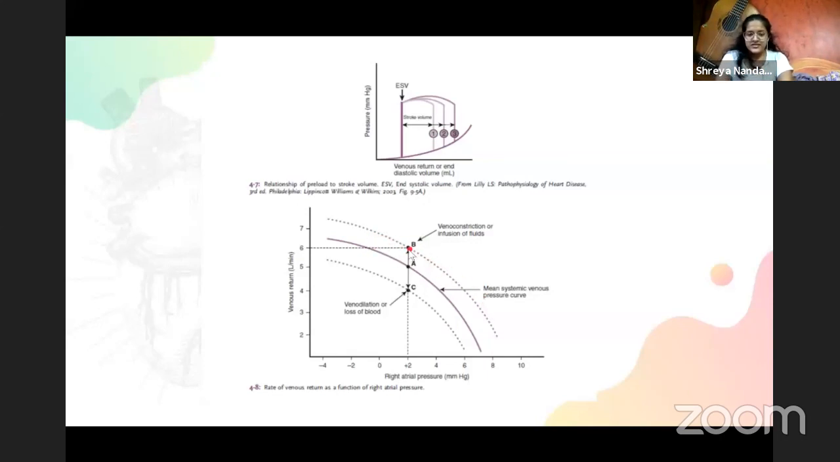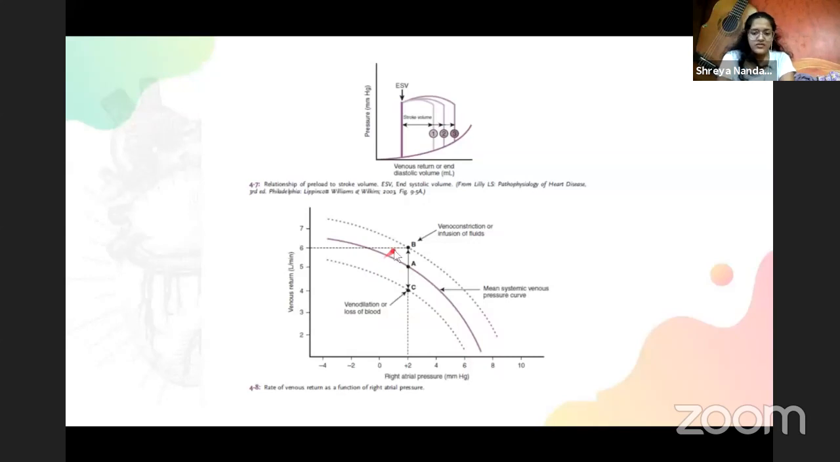And in cases where there is a decrease in blood pressure or blood volume for any reason, for example hemorrhage, acute blood loss or shock, the graph shifts down to point C, which means there is a decrease in venous return, which leads to a decrease in preload. So this shows the factors on which the venous return depends.